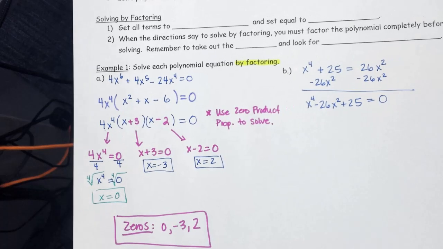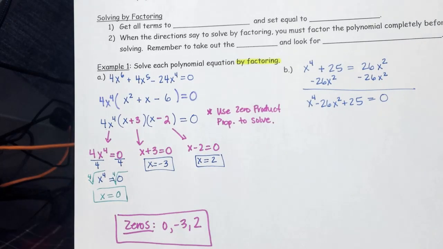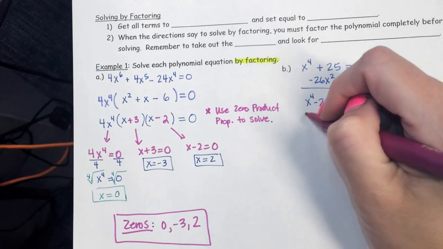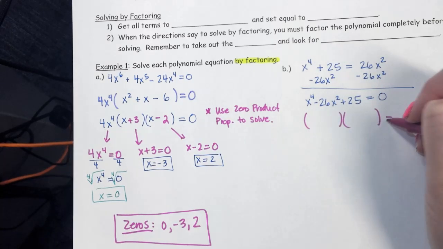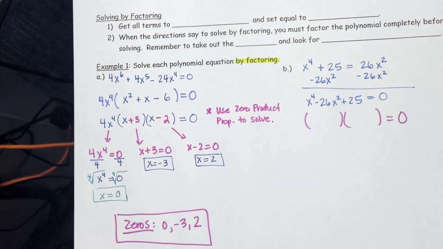So I want you to try to factor this with the first step. There's no GCF, so we're going to start our parentheses. Okay, use some of the skills we talked about yesterday.